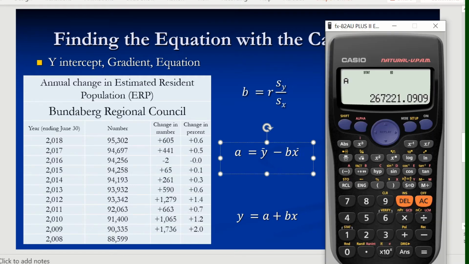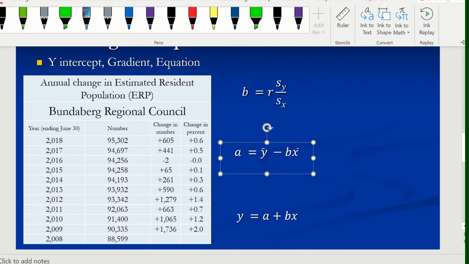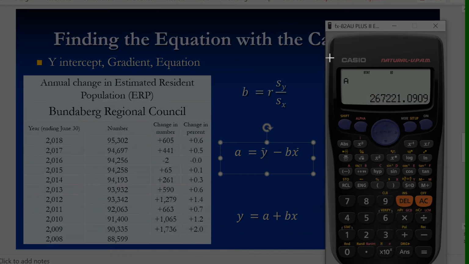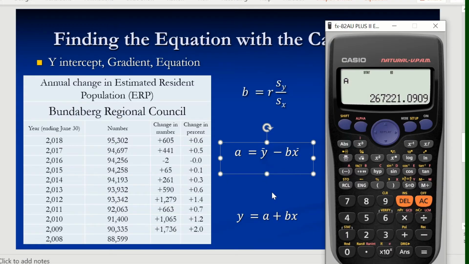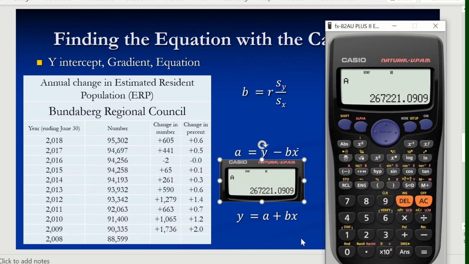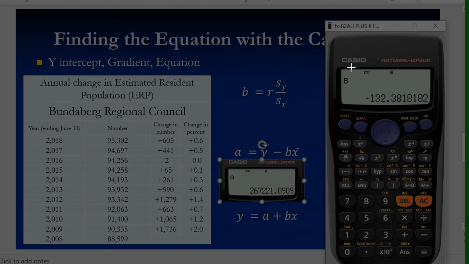Let's see if I can type that in nicely. That's going to be a bit of a pain. Maybe I'll just write it in. No, that's going to be annoying as well. Maybe I'll just screenshot it and punch that in. And then let's retrieve our other data. Shift 1, 5. What else do we need to find? Our gradient, which is B, equals -132, so Windows Shift S.